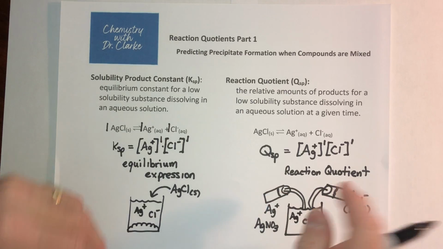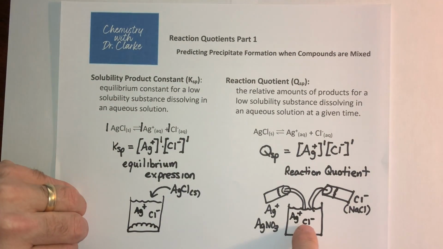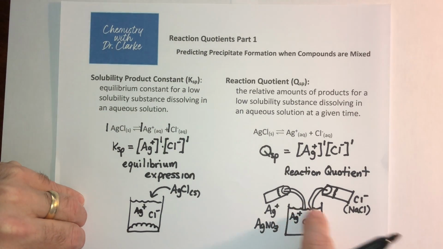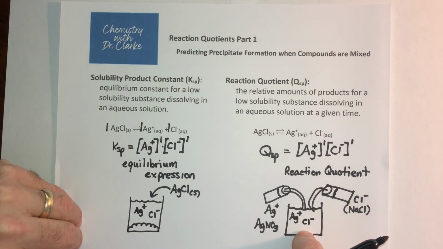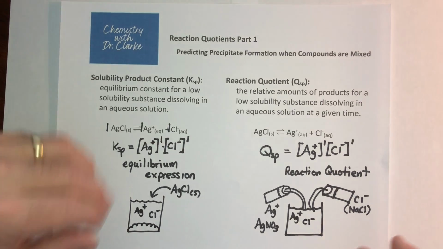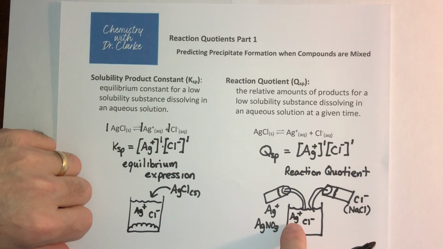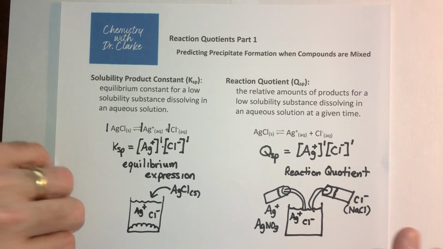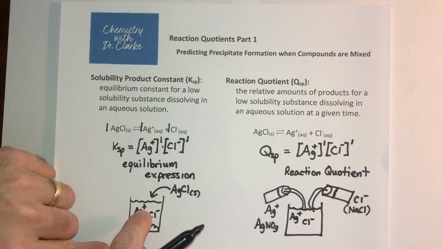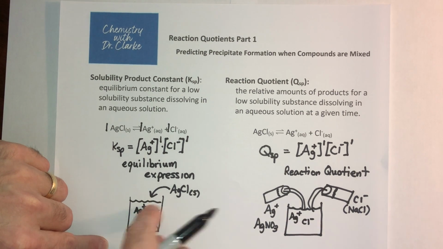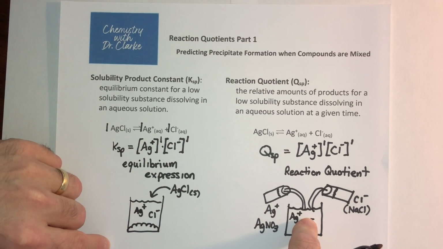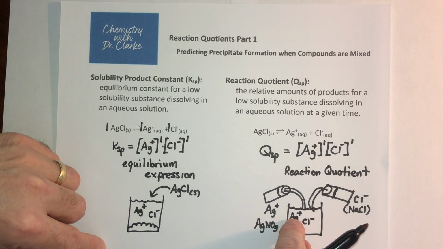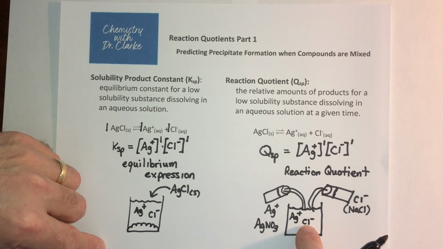Now, it could be that when you pour them in, you're pouring in less than you can have. So if you pour in less than you can have, you have an unsaturated solution. Okay, so you've put in some, but not the maximum amount of silver plus and chloride minus. If you're really lucky and you did put in the maximum amount, so that the amount of silver and chloride is the same for both of these, then what you have is a saturated solution. You've put in the maximum amount of silver plus and chloride minus.